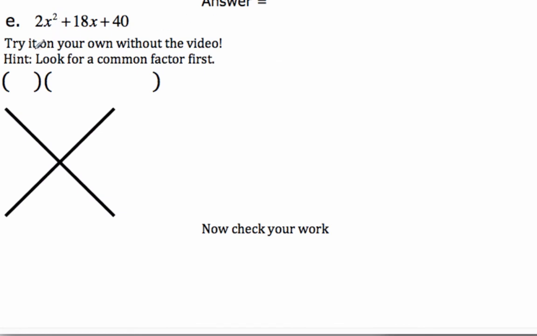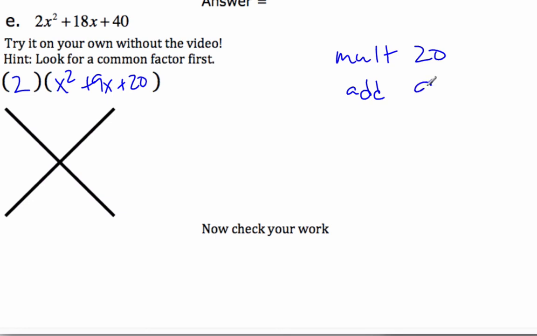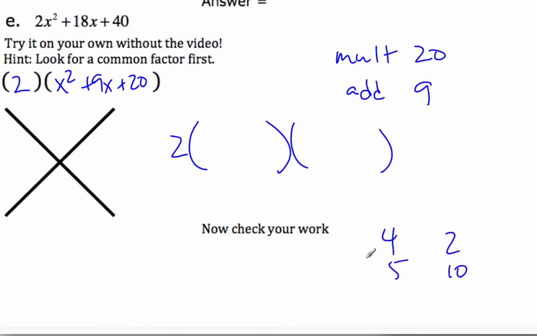Step 1, common factor. Oh, happily I pull out the 2 and I get x squared plus 9x plus 20. And so now I think about the a is 1. So I can think about what multiplies to get 20 and adds to get 9. Well, I know that 20 can be 4 and 5 and 2 and 10. Well, 4 and 5 can make 9. So I have 4 and 5, x and x. Everything's positive. That makes 9, and they multiply to get 20.